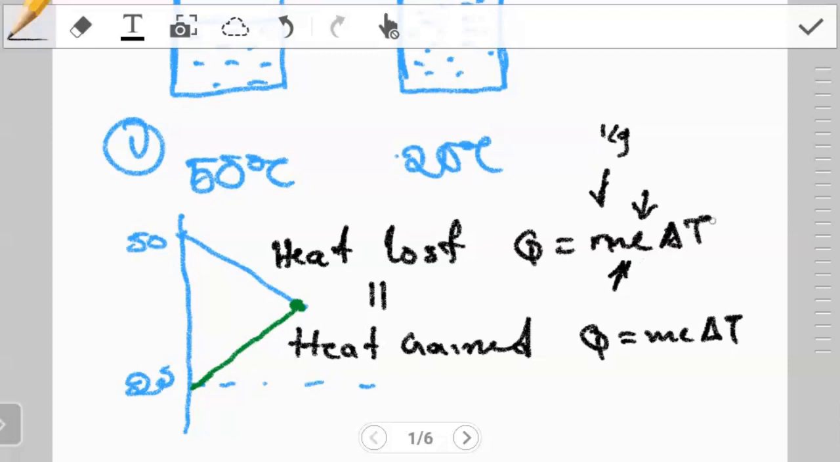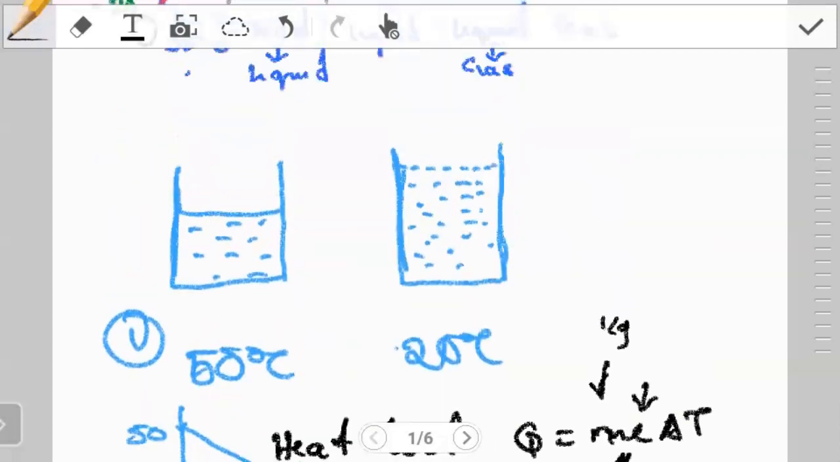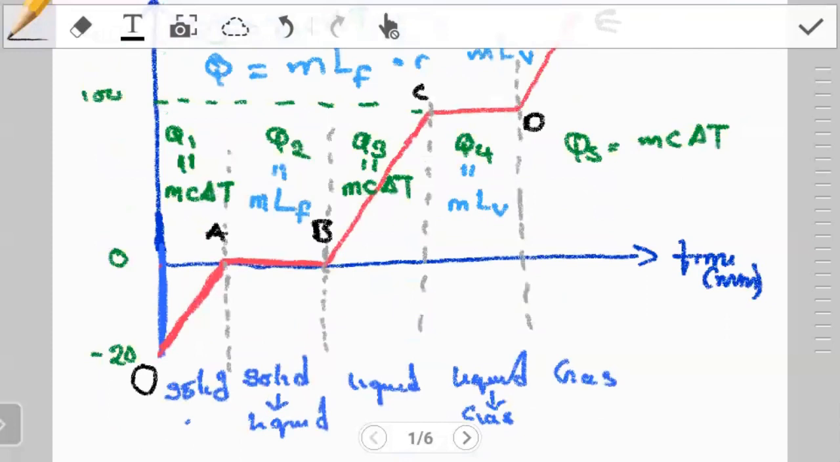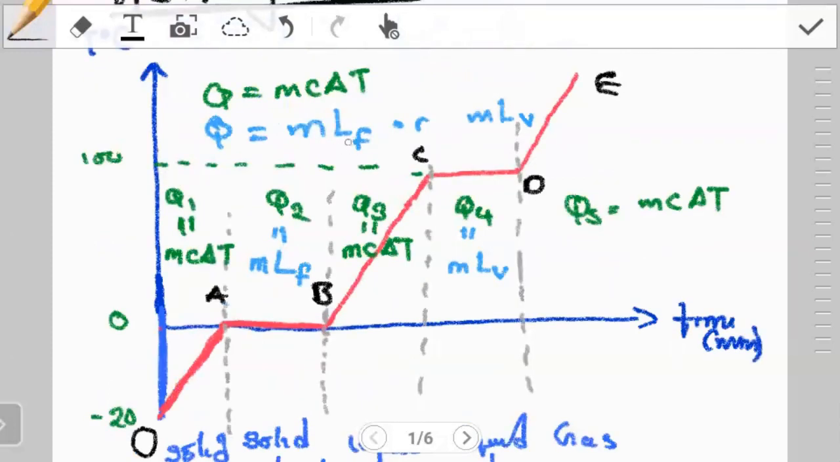But you notice that the change will always be the same. Whether you're in degrees Celsius or in kelvins, the difference between two values of temperature will always be the same. And then also, the same quantities are here. If we go back to our diagram, LF is the latent heat of fusion, and LV is the latent heat of vaporization. Questions will always give you what these values are, so you don't need to memorize them.